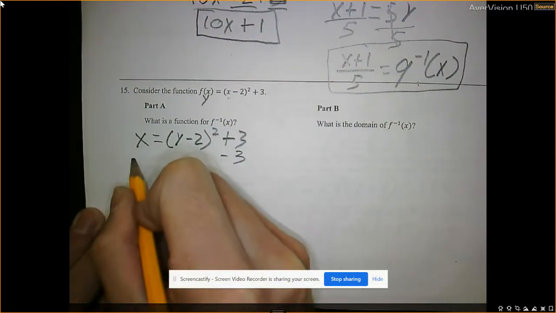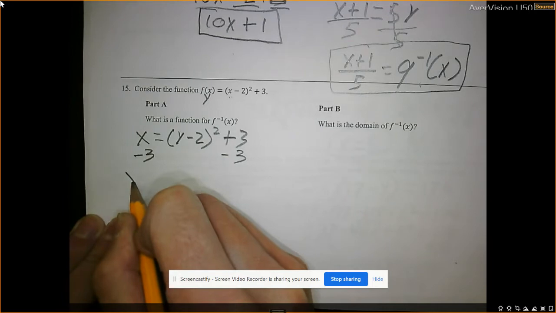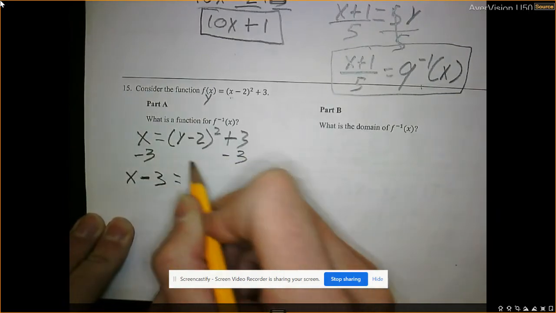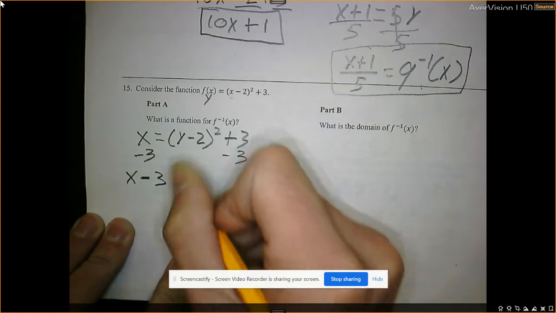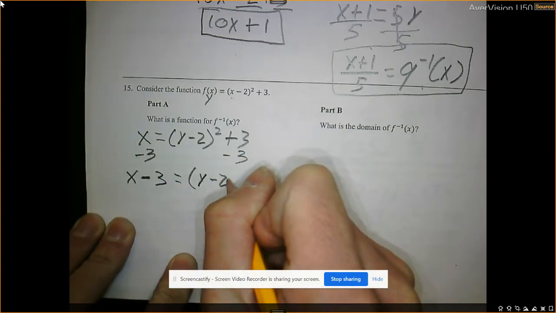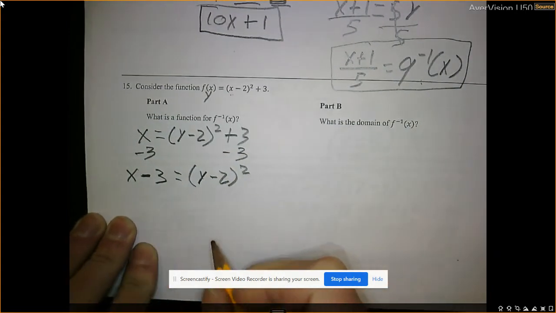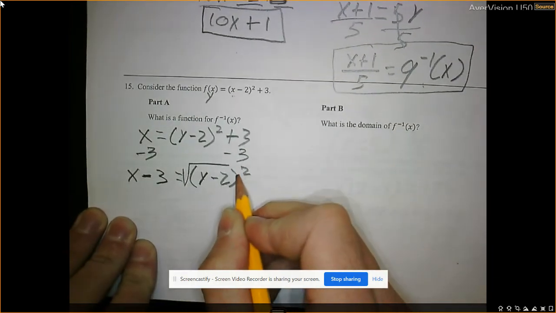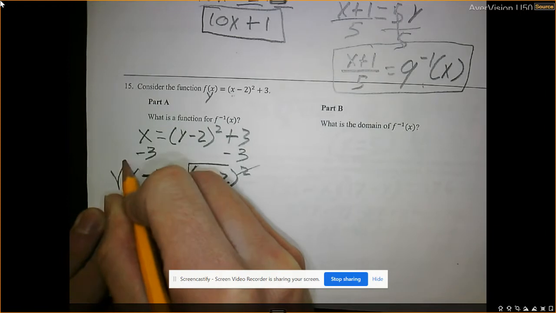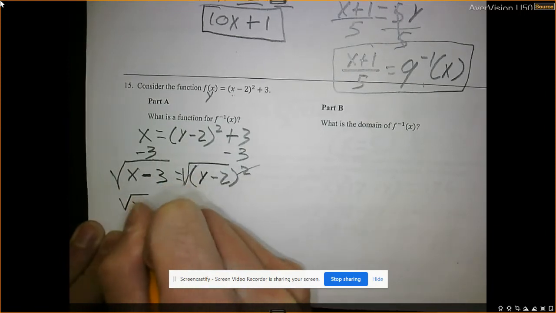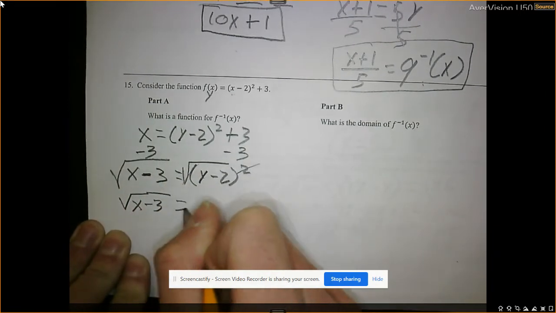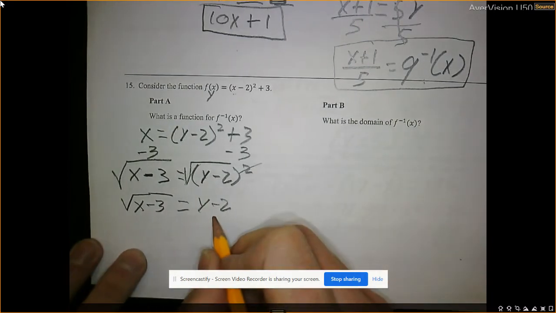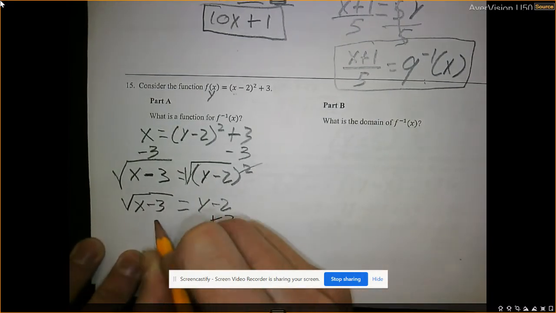First step, subtract 3 from both sides. Try this on your own. Pause if you haven't yet. X minus 3 equals, because you can't combine those, so it's just x minus 3 equals y minus 2 squared. Okay, then I have to take the square root of this in order to get this guy to go away. What I do to one side, I got to do to the other. So I get the square root of x minus 3 equals y minus 2. Okay, and then lastly, to get y alone, I need to add 2 to both sides.